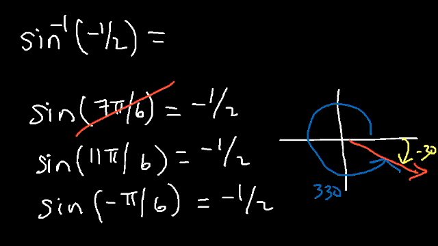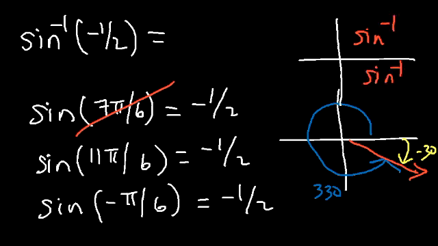So which one is it? Is it 11 pi over 6 or negative pi over 6? Now, keep in mind, when we drew this, we said inverse sine exists in quadrants 1 and 4. But also, the domain of inverse sine is between negative pi over 2 and pi over 2. It has a restricted domain. So in quadrant 4, you need to use an angle between 0 and negative 90, not 270 and 360, because inverse sine doesn't exist there.